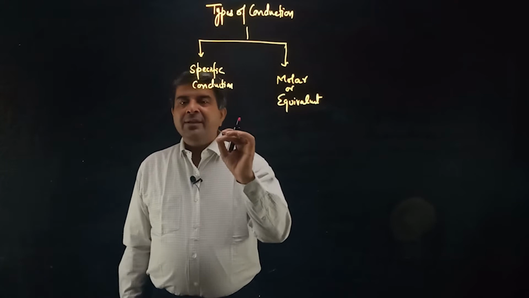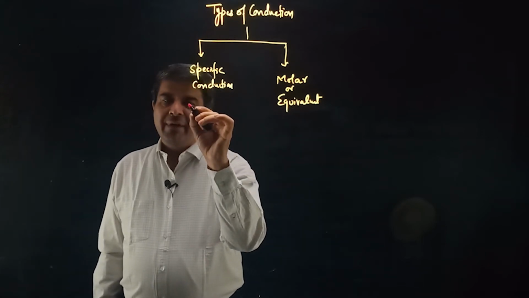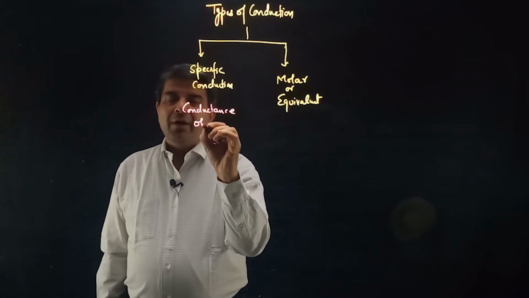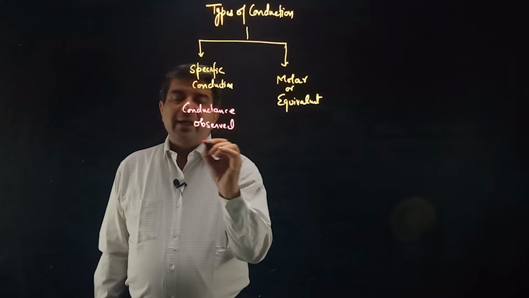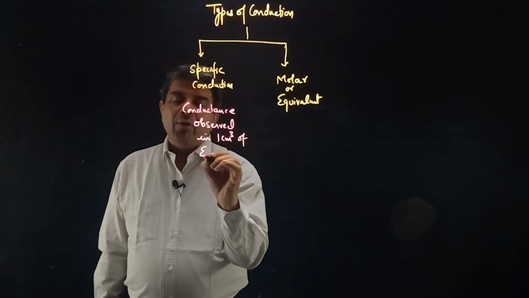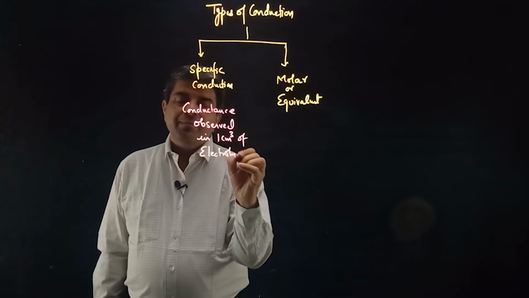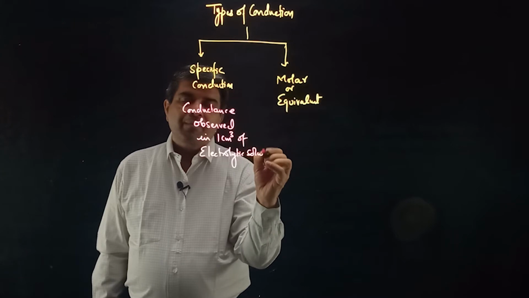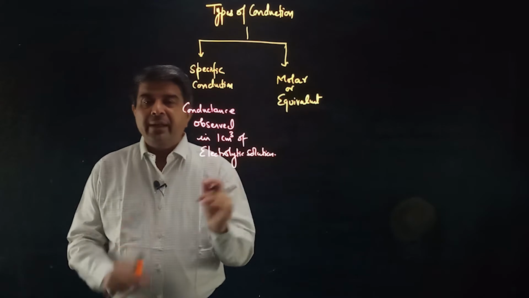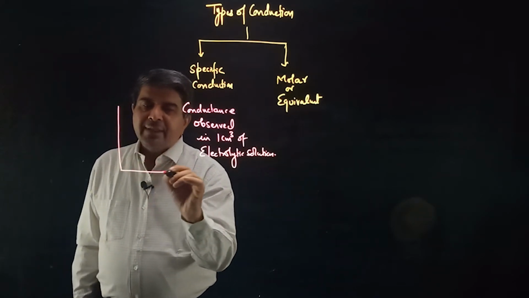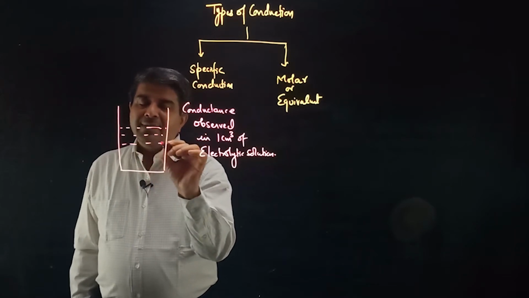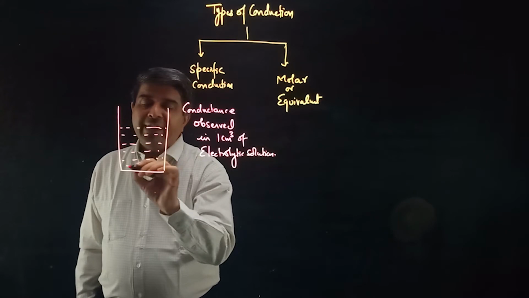Now let's try to understand the definition of specific conductance. The specific conduction is the conductance observed in 1 centimeter cube of electrolytic solution. So now what does this mean? Say, for example, say this is an electrolytic solution, and this electrolytic solution is of a strong electrolyte, or it can be of weak electrolyte.